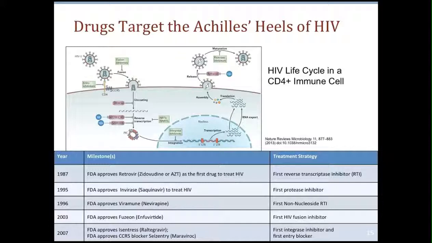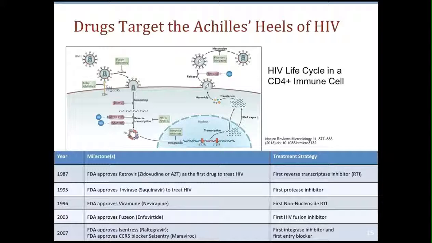And I'm going to tell you about two different classes of drugs, one that interferes with the reverse transcription step, and one that involves the blockade of the protease step. There are other potential entry points for treatment, such as blocking the fusion of the viral membrane with the cell membrane, blocking the entry.